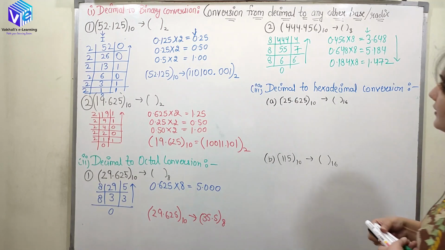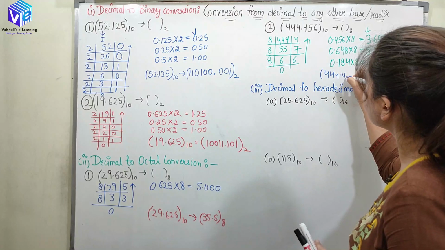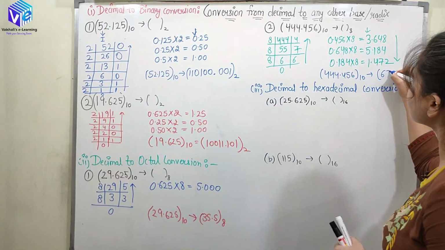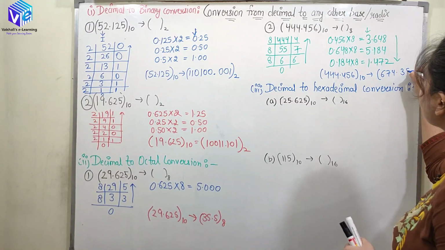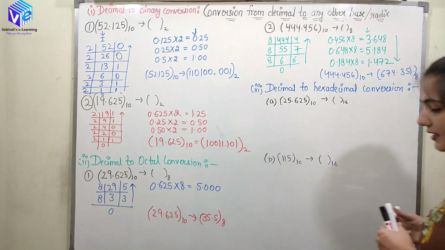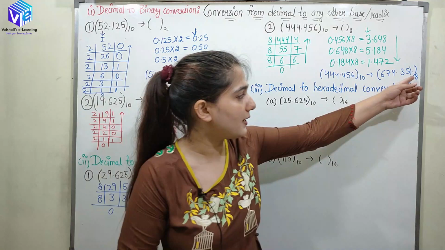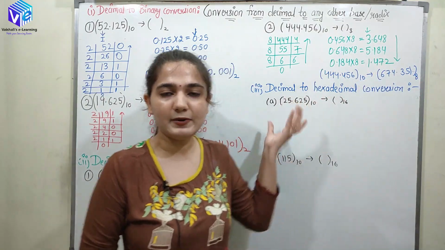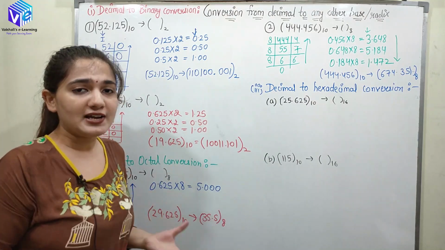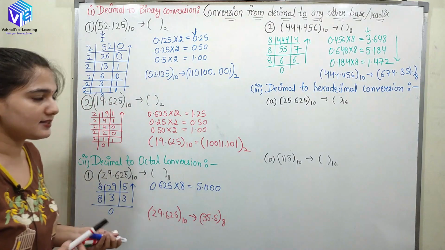So now how can I represent 444.456? 444.456 in the decimal can be represented as 674.351 and so on in the octal number system. You can find more fractional digits after the 1. You can do further multiplication of the fractional part and get further fractional digits as well, right?